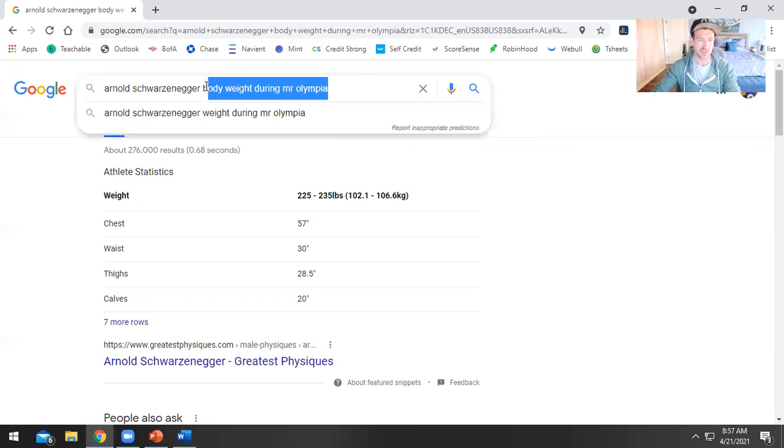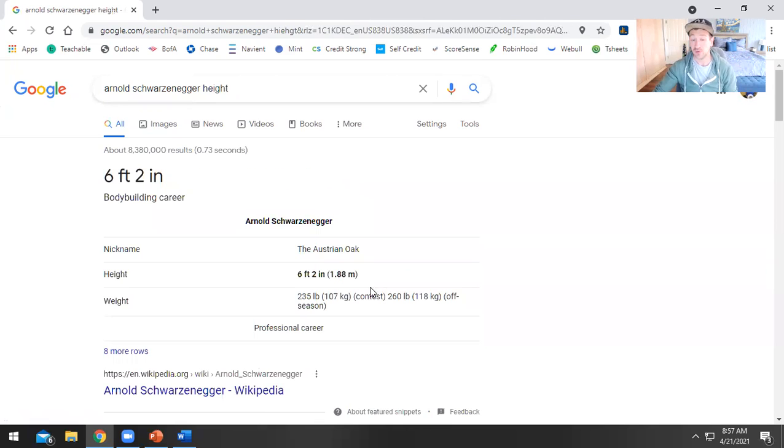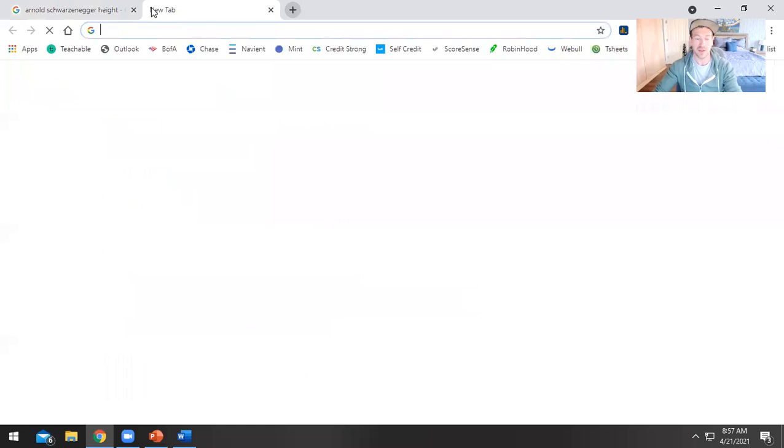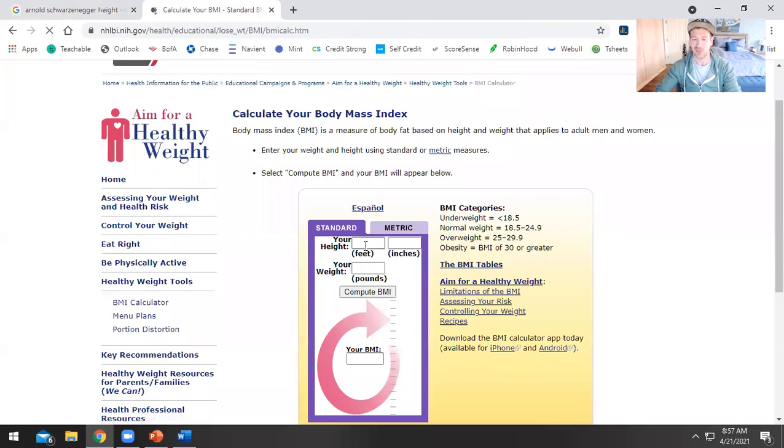We'll give him the benefit of the doubt, and then we'll say height, 6'2". That's 1.88 meters, right? So now, if we go to a BMI calculator and throw in Arnold's statistics when he won Mr. Olympia, when he won a contest for being the most in shape person in the world: 6'2", 225 pounds. If we hit compute, his BMI is 28.9. That puts him just on the cusp of obesity. And if he was 235 pounds, that puts him just barely over the line. Yep, 30.2, which puts him in the obese category.